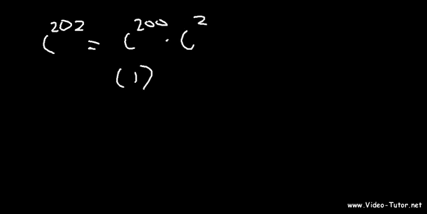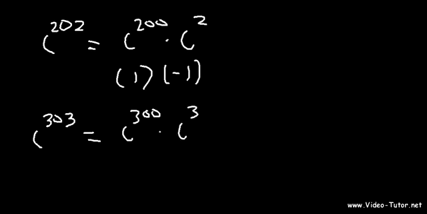So let's say if you want to find i to the 202. 200 is a multiple of 4. And so the remainder is 2. So this is going to be 1 times i squared, which is negative 1. So let's say if you want to find i to the 303. 300 is a multiple of 4, and the remainder is 3. So i cubed is negative i.